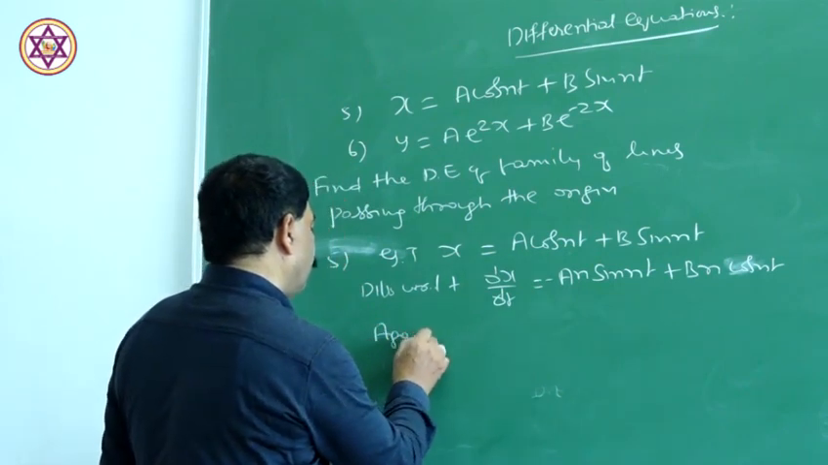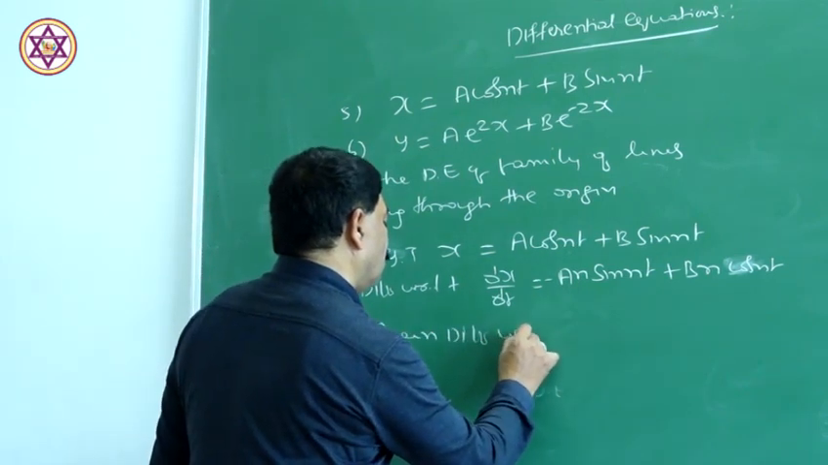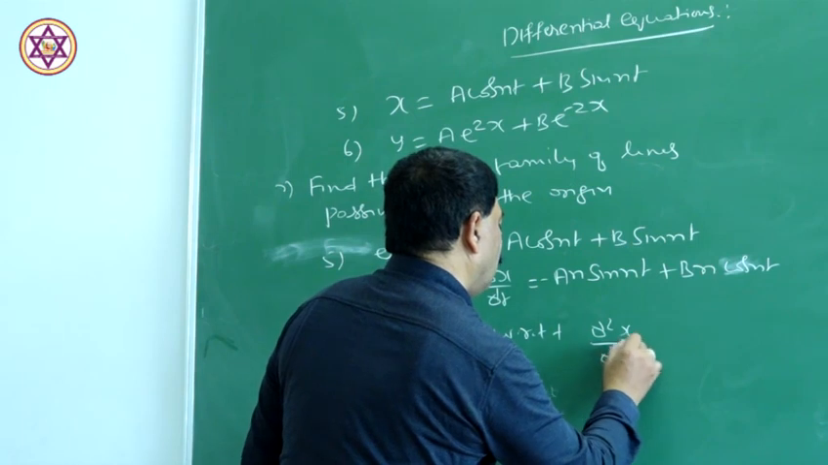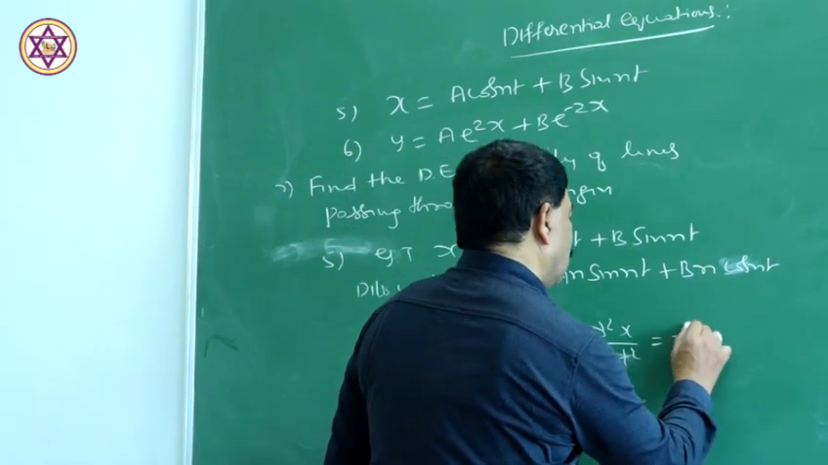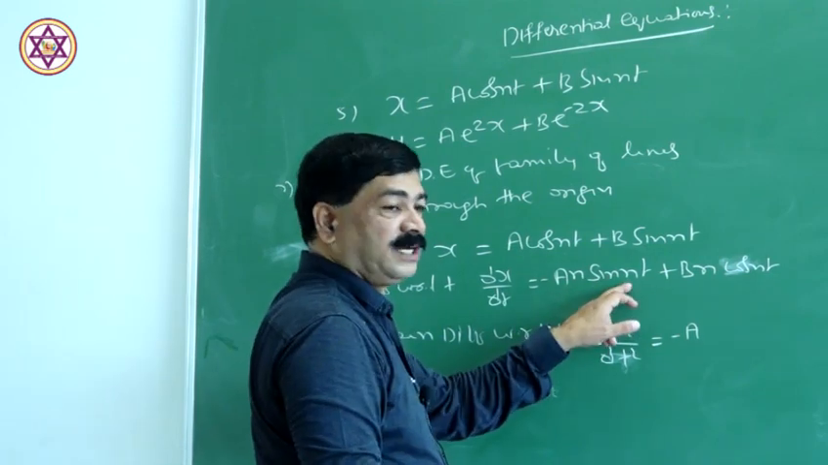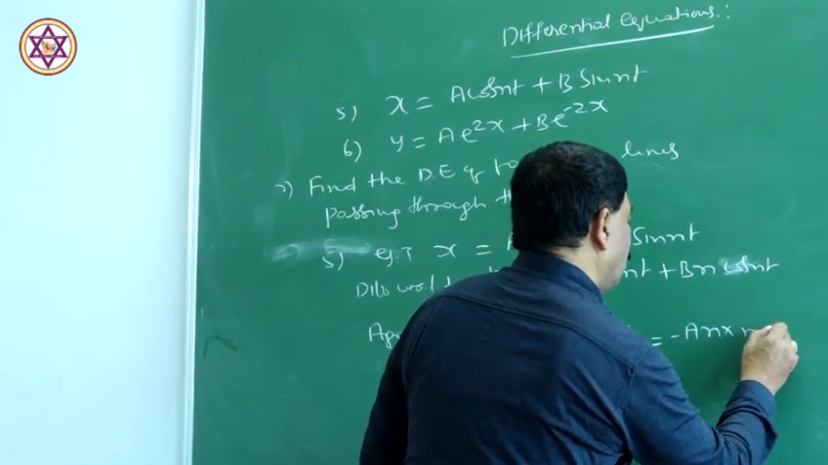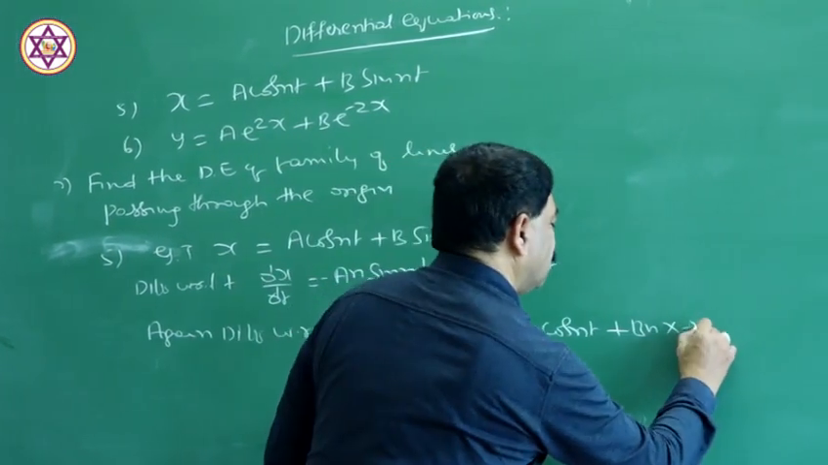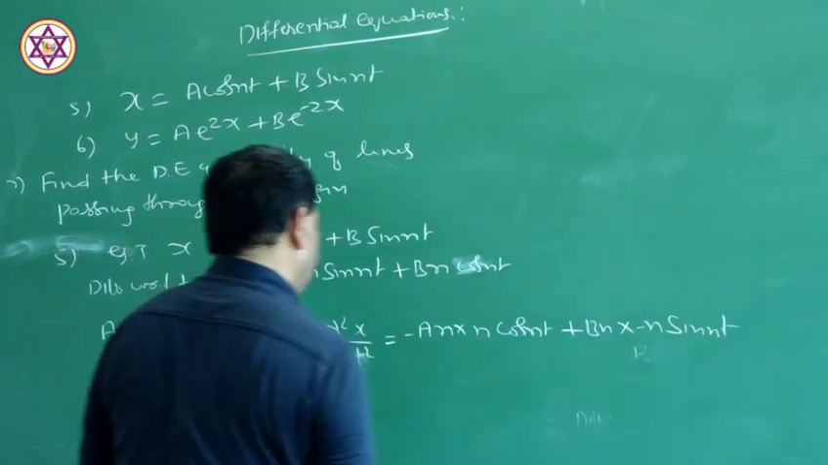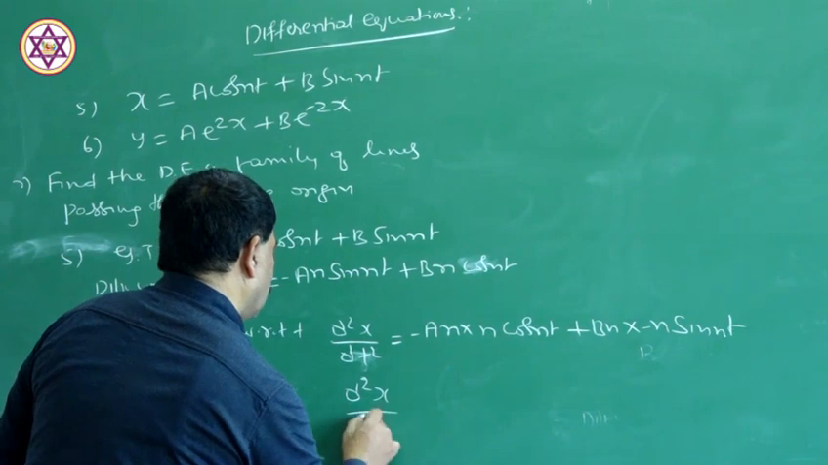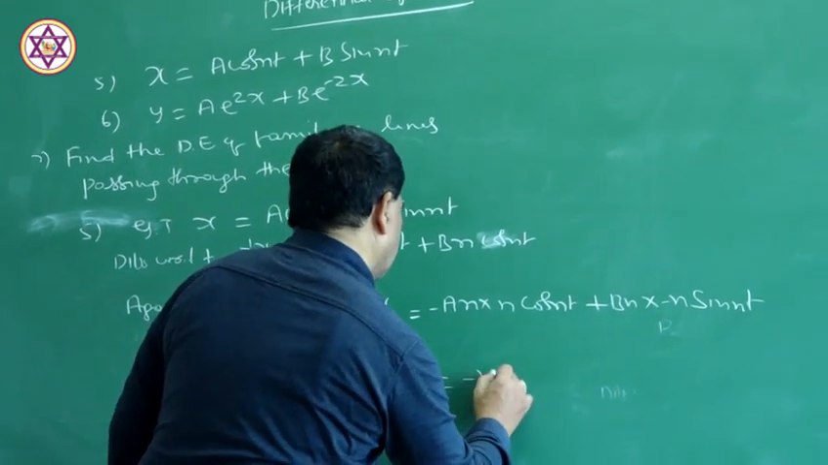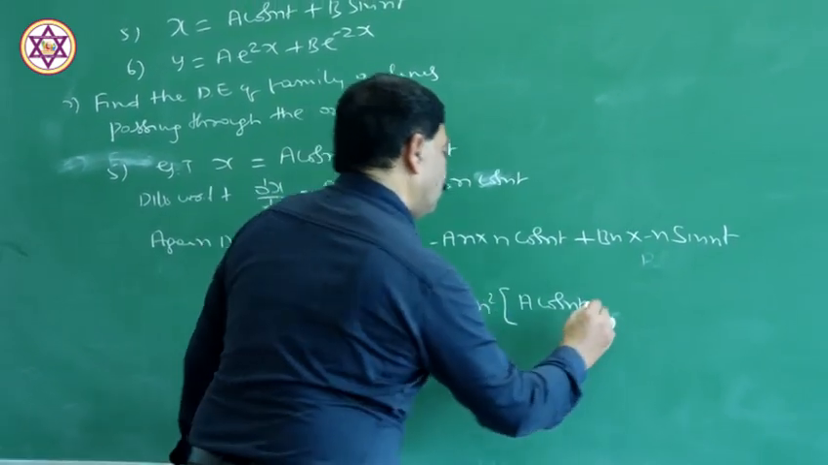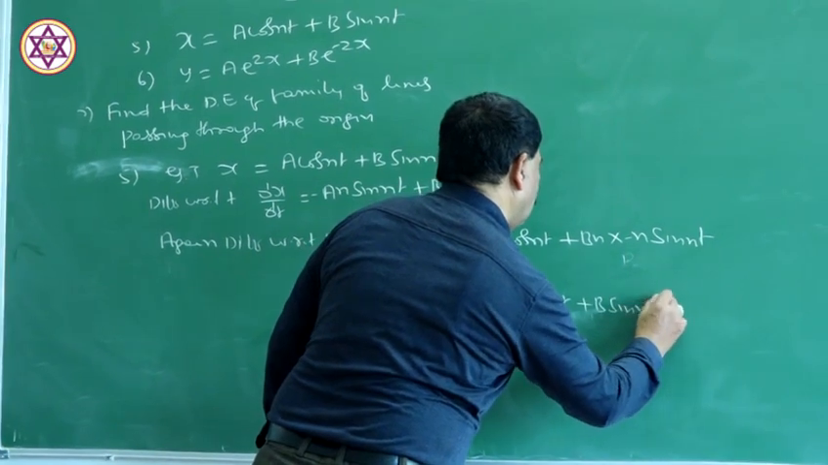Again, differentiate with respect to t, d squared x by dt squared. Differentiate again: sin nt gives n cos nt, and cos nt gives minus n sin nt. So d squared x by dt squared, if we take minus n squared common, the remaining terms are a cos nt plus b sin nt.